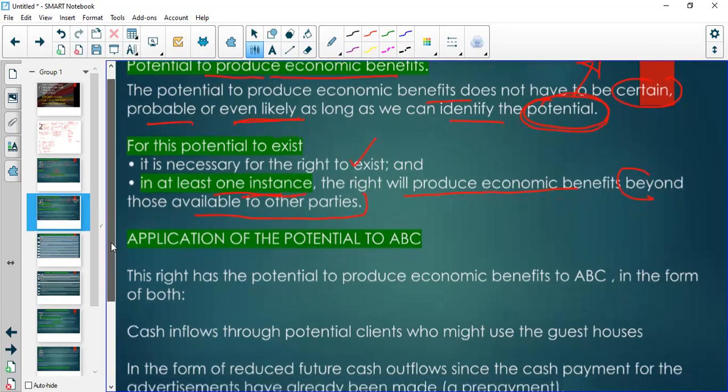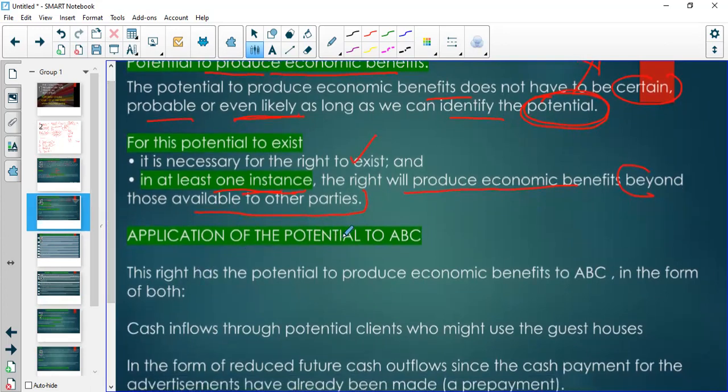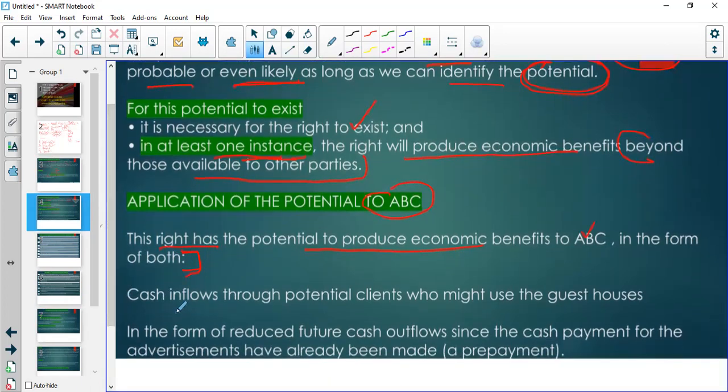Now, if you go to this particular question, if you apply it to ABC, ABC paid XYZ so that it can advertise for the next 6 months. So we can argue that this right to place advertisements has the potential to produce economic benefits for ABC in two ways. The first way is that we could advertise, and then we have cash inflows as potential clients respond to the adverts. So that's a potential benefit.